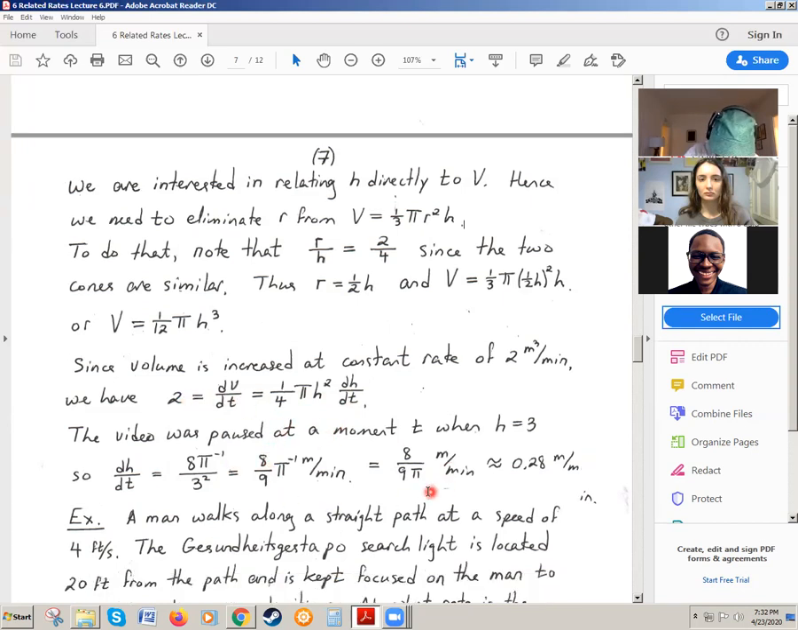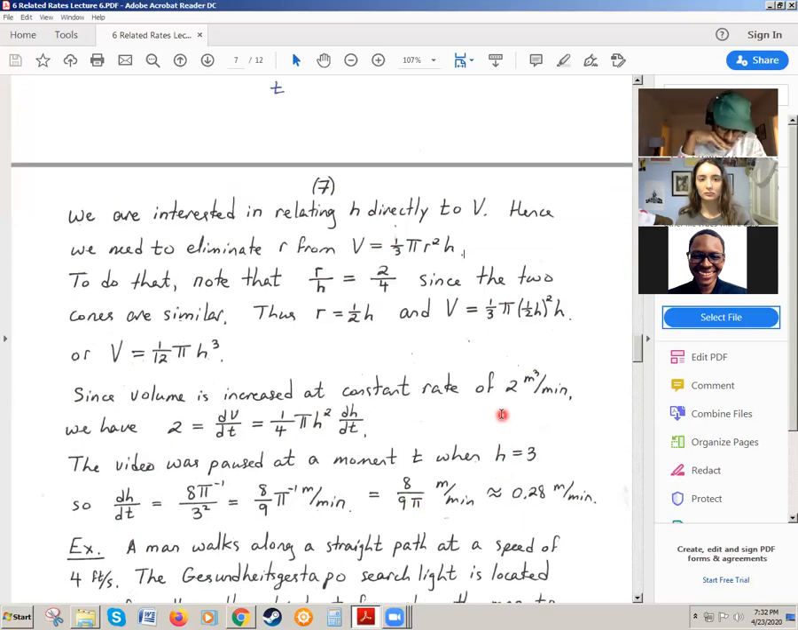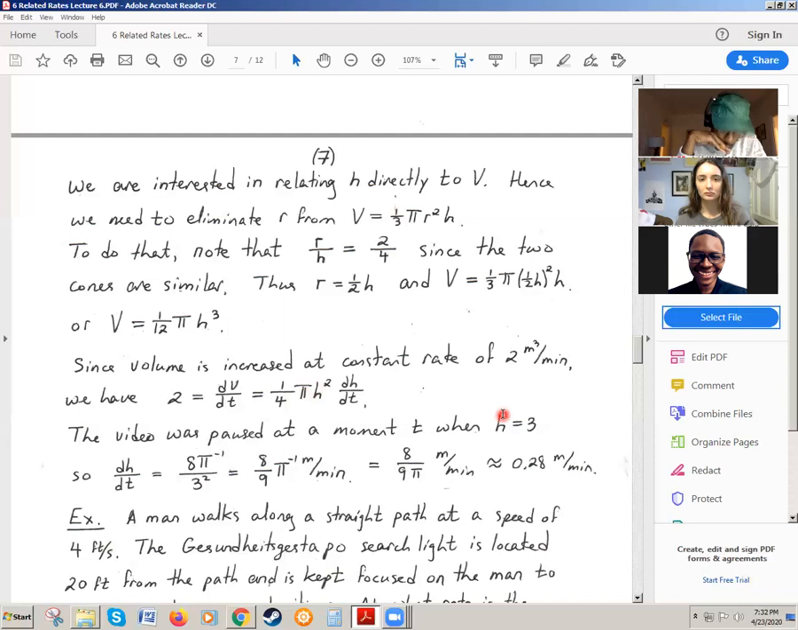What I will get is, once I move everything across, and remember that my height is given to me. I want to know when height is equal to 3. So instead of h here, you can now place 3. I'm interested in dh/dt when h equals 3, so that would be 9. That's where I get the 9 over here. So I get 8 over 9 pi, and it's roughly 0.28 meters per minute. Wait, Professor.